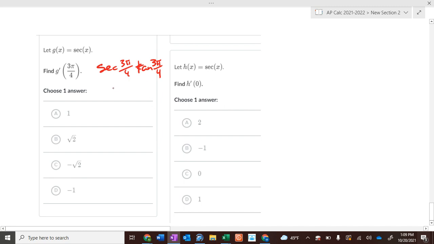All right. So the secant of 3 pi over 4 is 1 over the cosine of 3 pi over 4. And the tangent of 3 pi over 4 is -1, correct, from your unit circle? Yeah. Because it's negative square root of 2 over 2 over square root of 2 over 2.